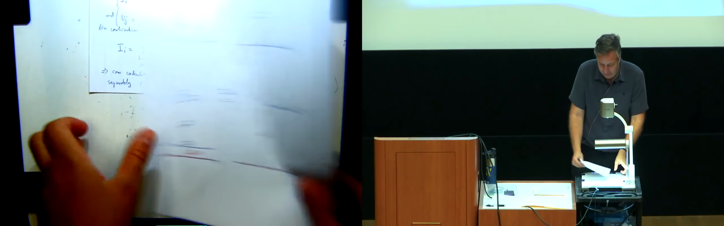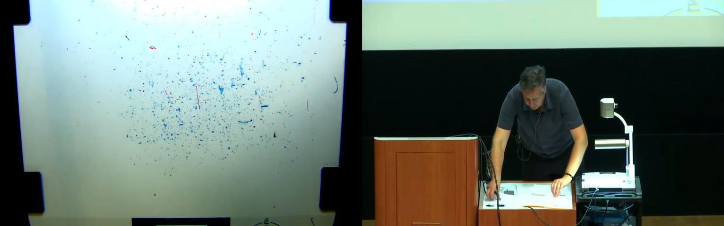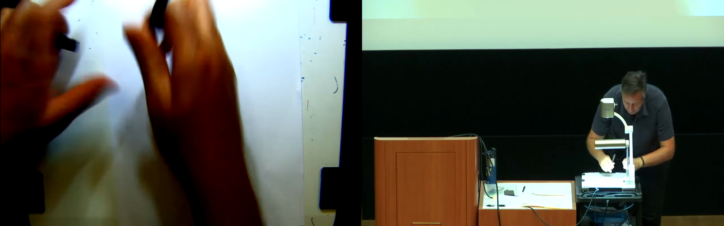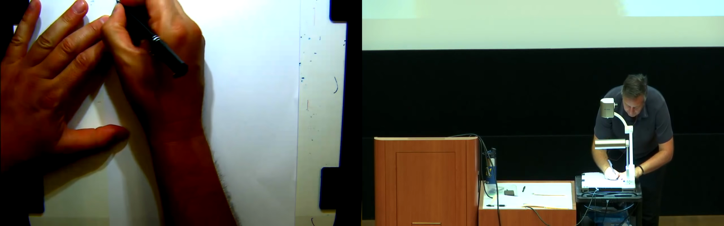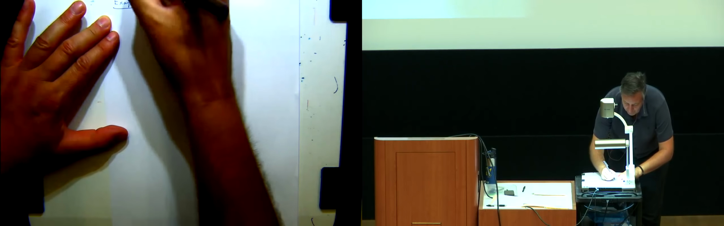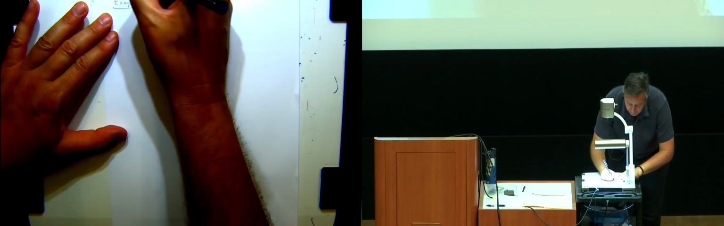Okay, in fact, let's just do an example. Let me get the paper. We're going to do an example, but before that, I want to formalize this. So let's call this superposition.